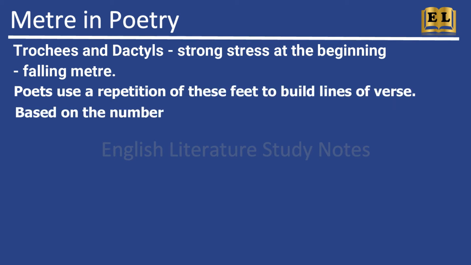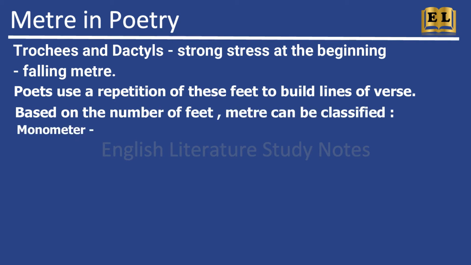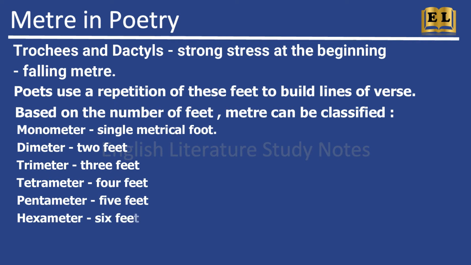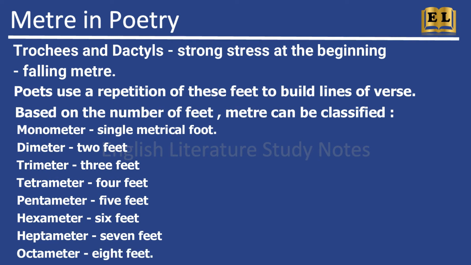Based on the number of feet, meter can be classified into different types. Lines in monometer are comprised of a single metrical foot. Lines in dimeter contain 2 feet. Lines in trimeter are composed of 3 metrical feet. Tetrameter consists of 4 feet. Pentameter contains 5 feet. Hexameter consists of 6 feet. Heptameter has 7 feet. Octameter has 8 feet.